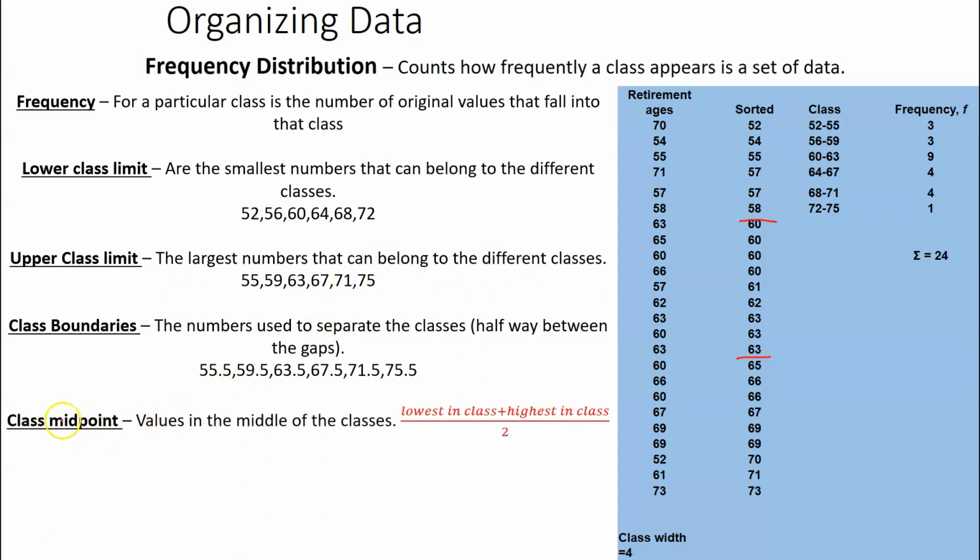The class midpoint. What you do is you take the low end, you take the high end, you add them together, and you divide by 2. So 52 plus 55 divided by 2 would give you your class midpoint.